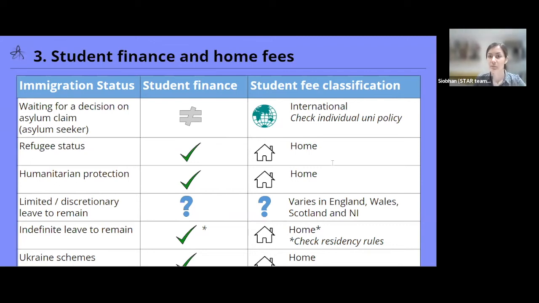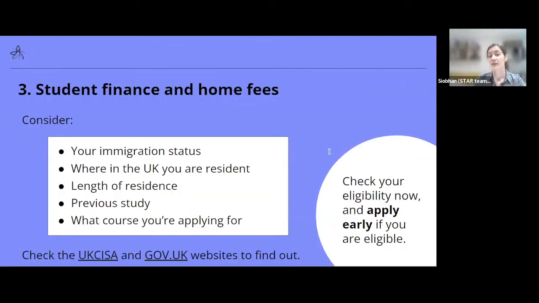As I say, this is the general picture. It's really important though to check your individual situation because the rules are quite complicated. And there are other things to consider. What I talked through just now is related to your immigration status, but the rules also differ based on where in the UK you are resident. So as I mentioned, England, Wales, Northern Ireland and Scotland each have their own systems and the rules can differ. It can also vary depending on how long you've been resident in the UK, your previous study, and that includes study from overseas, and that can have an impact on how much student finance you're eligible for.